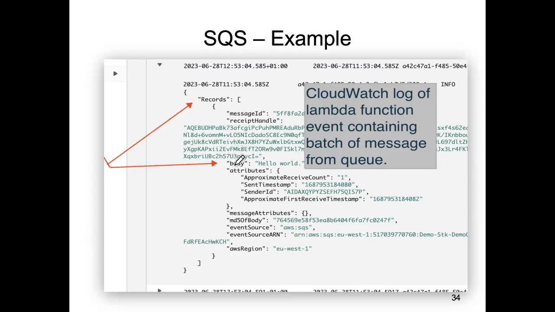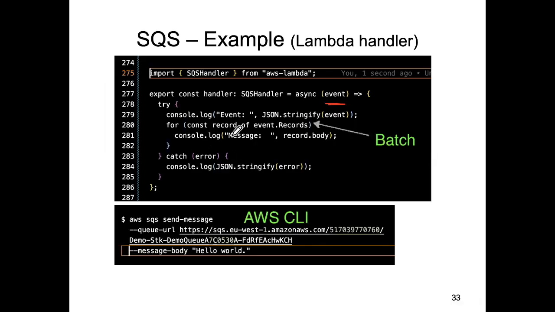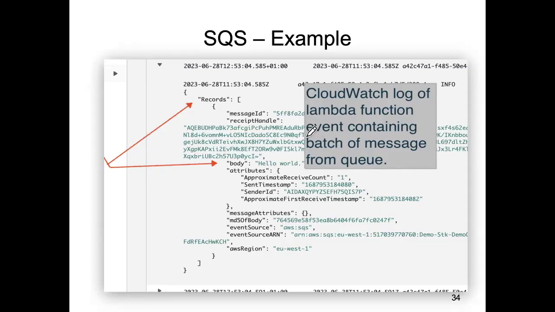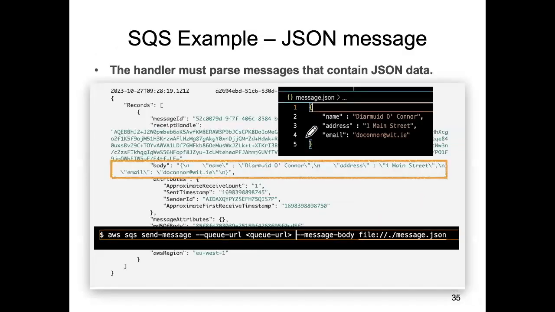And do we access body? If I go back, we can see we're accessing the body here of a particular record, it calls it, but it's one message from the queue. So that's straightforward enough. I'm not going to do a manual demonstration of it.